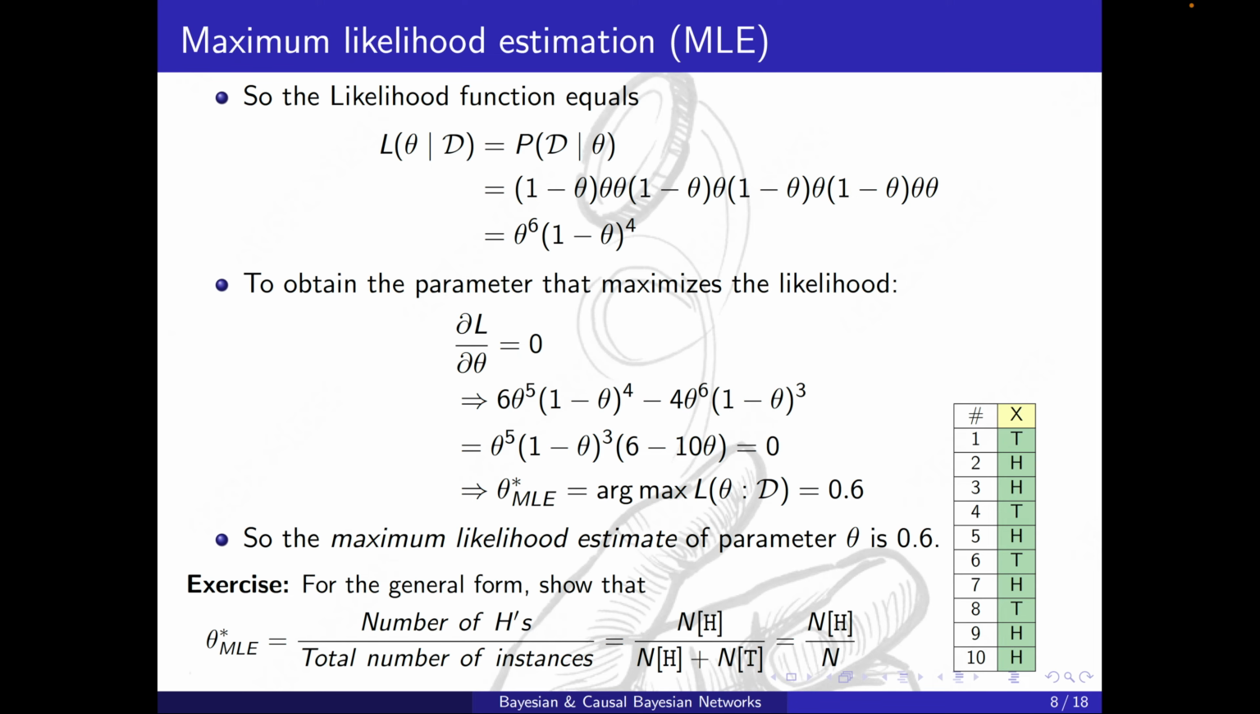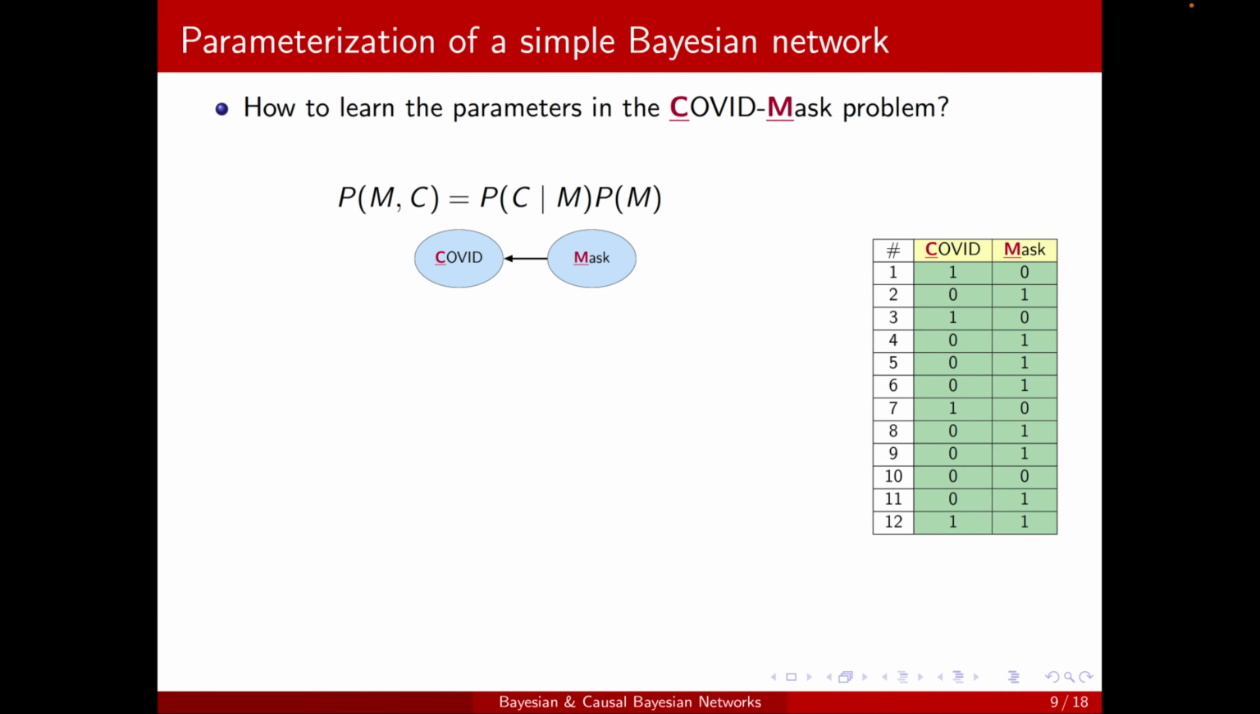Great, now we know how to find the MLE of the coin tossing problem, but how can we do the same thing for the Bayesian network? Well, let's consider a simple Bayesian network, the COVID mask problem. Here we have written the joint probability distribution using the chain rule in factorization of two terms.